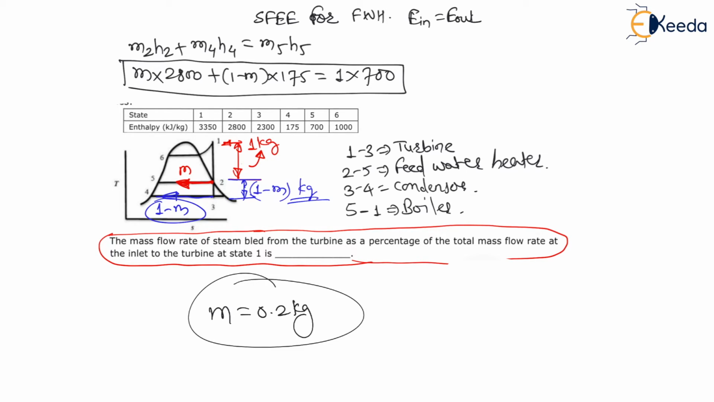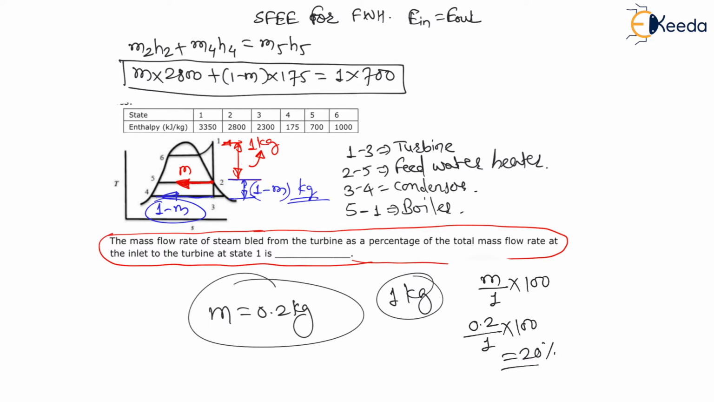Now at the turbine entry the mass is 1 kg, and here m is 0.2 kg. Now they are asking what is the percentage of this m in terms of turbine entry mass. Therefore the percentage is calculated as this m divided by 1 into 100. Therefore 0.2 divided by 1 into 100, which is nothing but 20%, we can say, right?